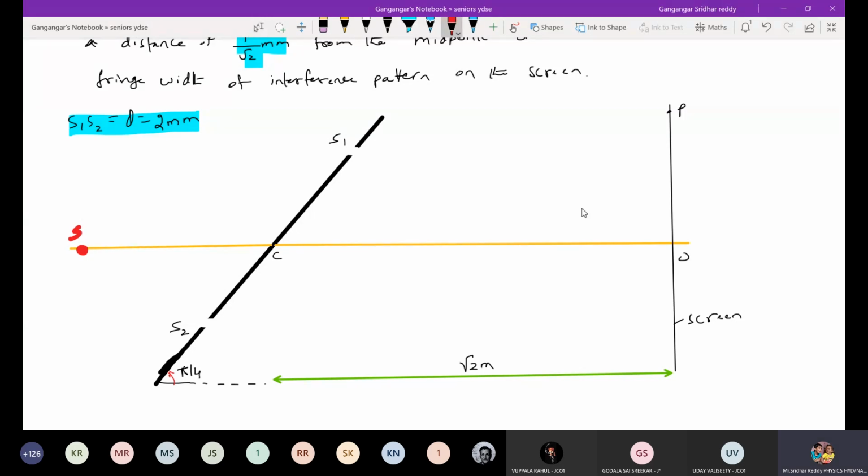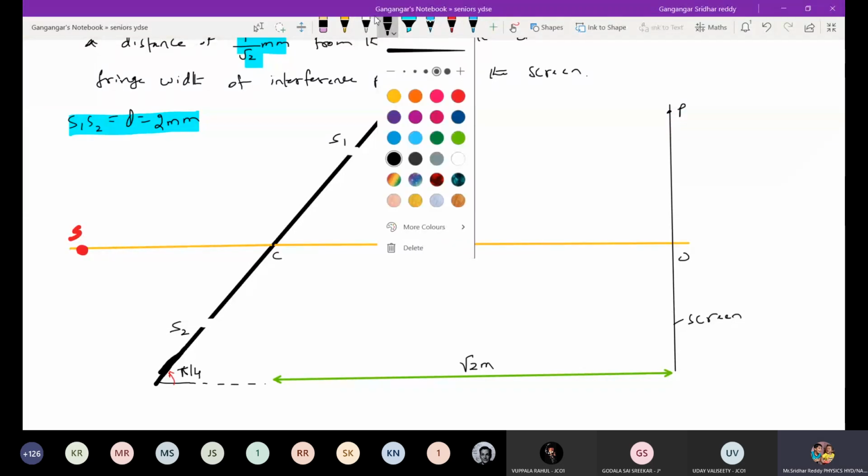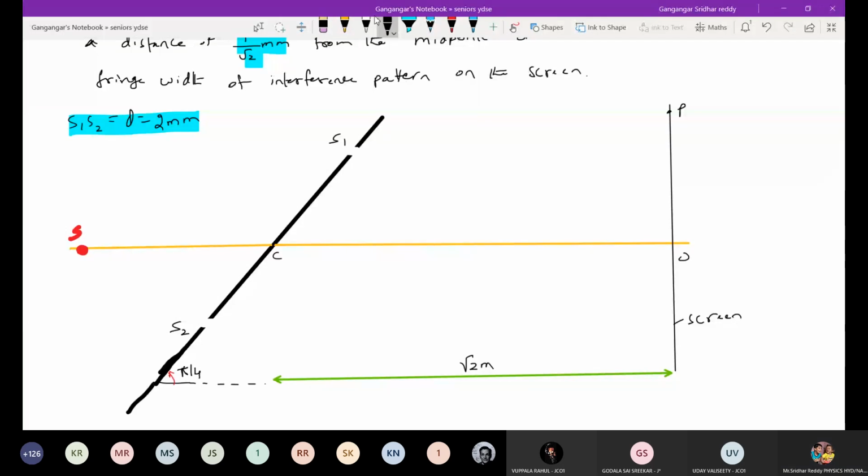What is the angle made by the plane of the slits with horizontal? It is given pi by 4. You take help of this, this is going to help you a lot. This angle is pi by 4. Okay, we'll proceed like this.